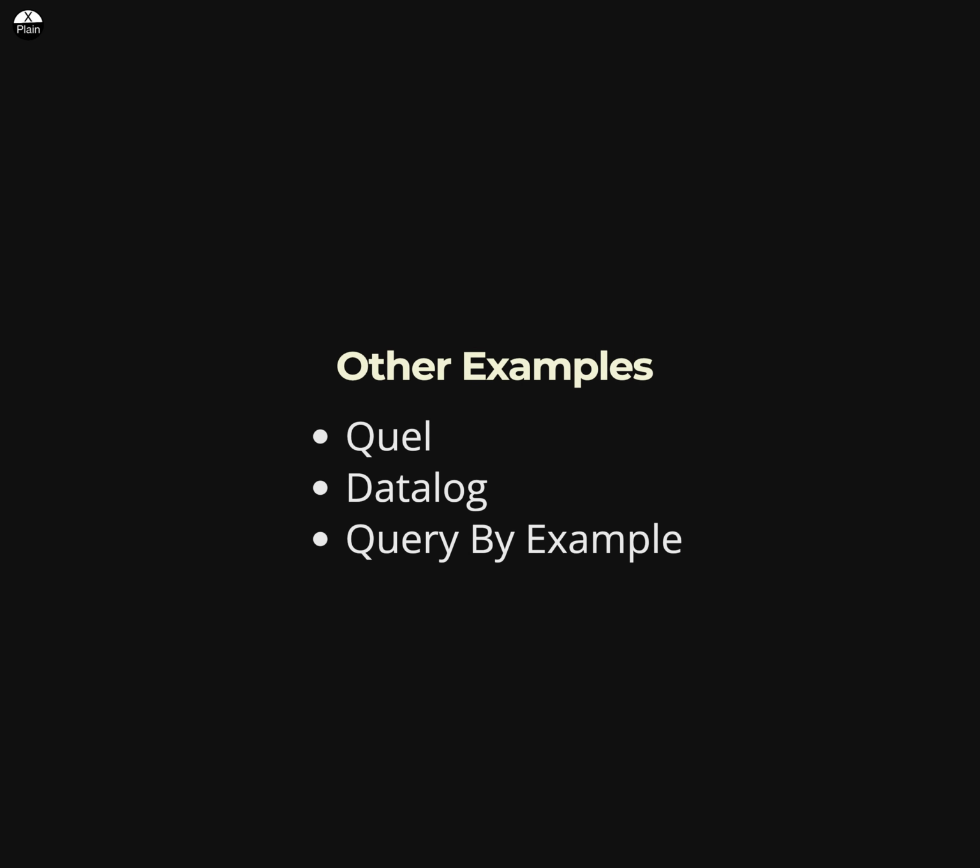Other examples of relational query language include QUEL. QUEL is a query language developed by Ingres Corporation for use with the Ingres database management system. Datalog is a declarative query language used in the field of databases and artificial intelligence. Query by example is a graphical user interface based query language that allows users to specify the criteria for a query by filling in a template.